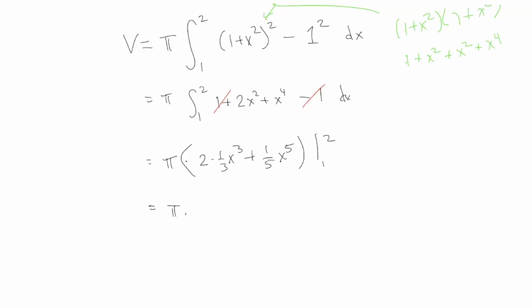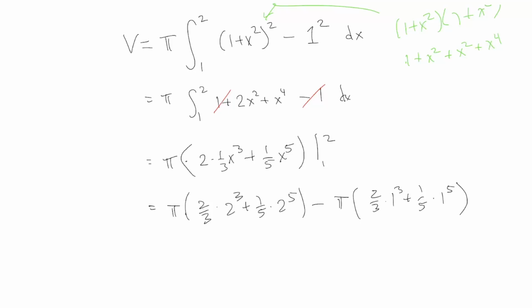And that's 2, can I write 2/3 there? 2/3 times 2 cubed plus 1/5 times 2 to the 5th, minus, same business with the ones, 2/3 times 1 cubed plus 1/5 times 1 to the 5th. All right, that's the answer.